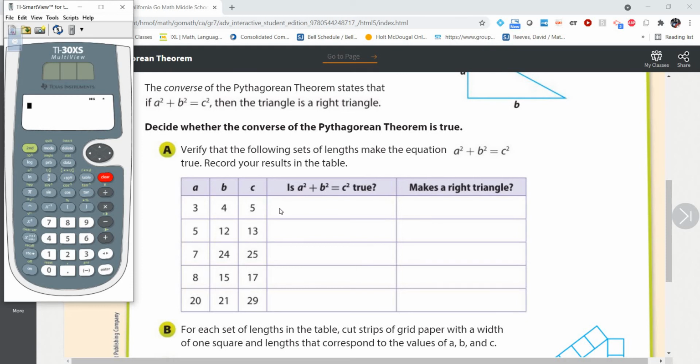But when you're testing three sides, pick the two smaller ones to be A and B, and they're interchangeable, and pick the longer one to be C. All right, so here we go. Here we're going to test it.